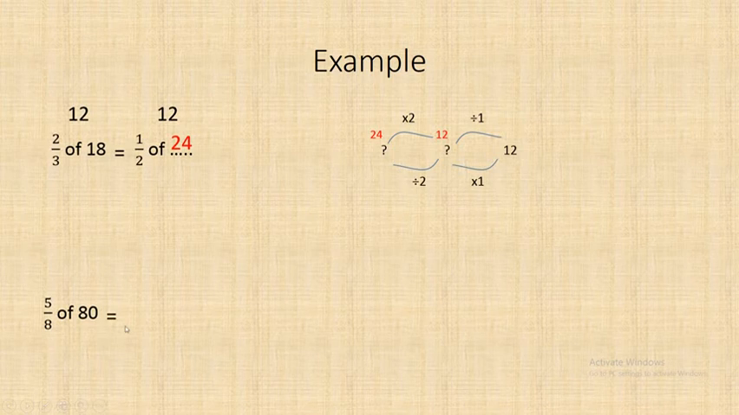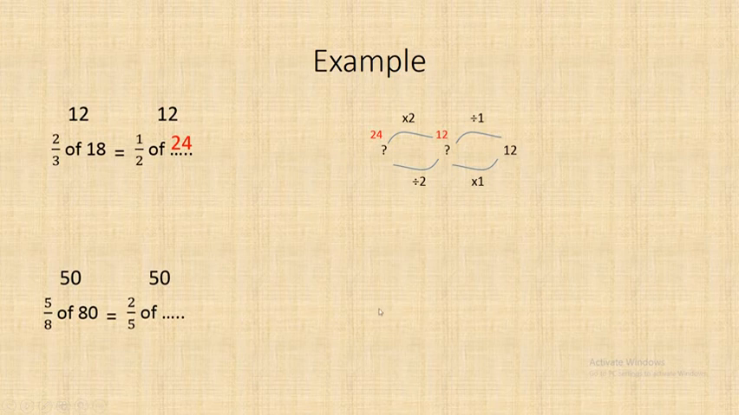Okay, another question. 5/8 of 80 is equal to 2/5 of something. We will do it the same way, guys. So let's do it here. 80 divided by 8 equals 10, and 10 times 5 equals 50. So here the other side is going to be equal to 50 too.